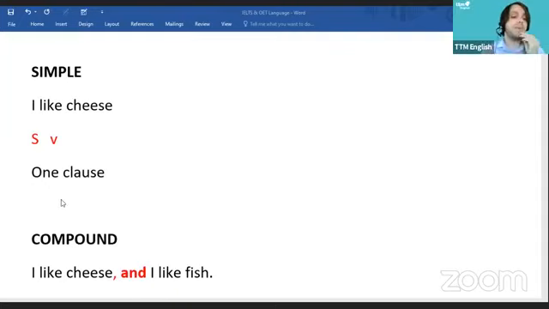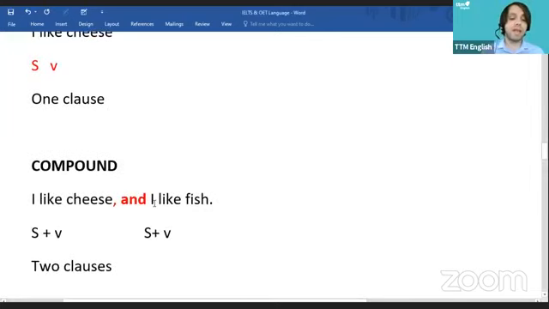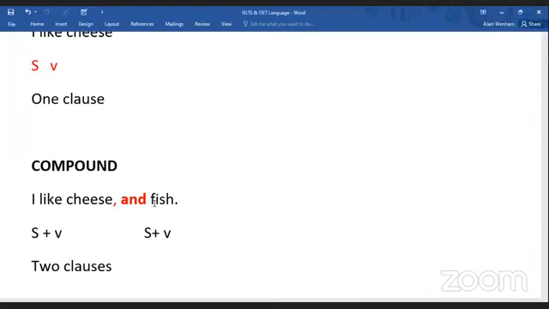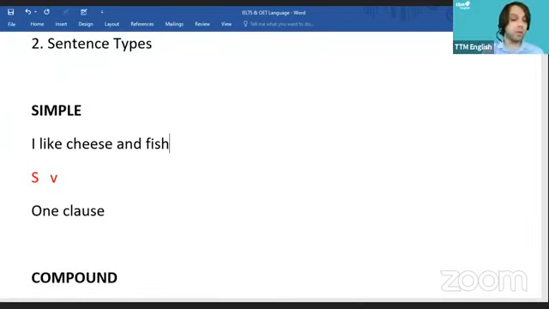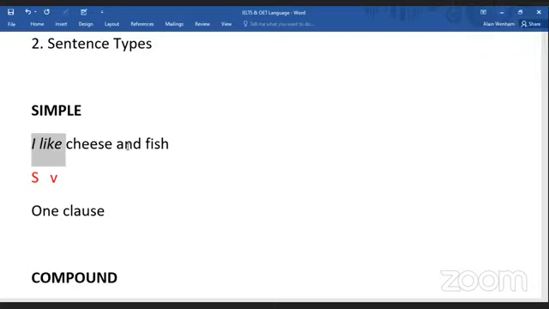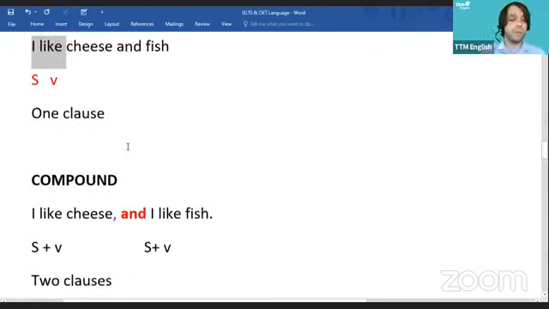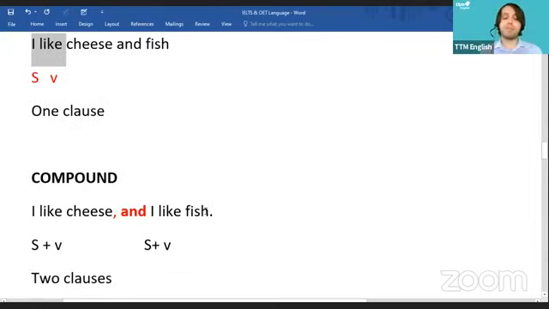Okay. Someone said, why can't I say and fish, right? Well, are there two clauses there, guys, or one clause now? One clause. Now we're doing one clause. Look, I like cheese and fish. That's one clause. It's two objects, but there's one clause. Why is it one clause? One verb, one subject. Now, if you say, I like cheese and I like fish, that's bad writing.